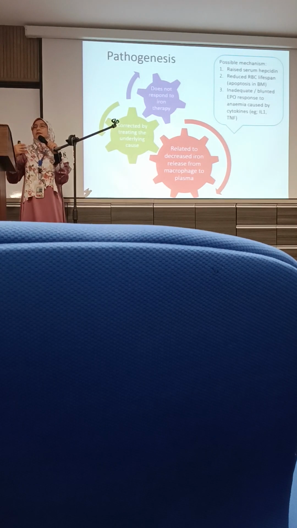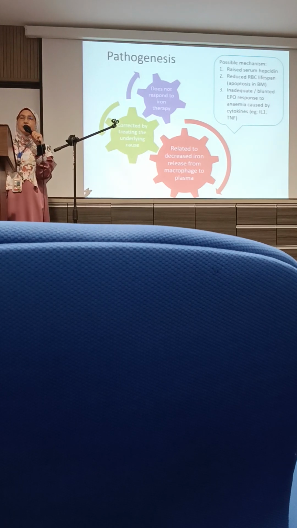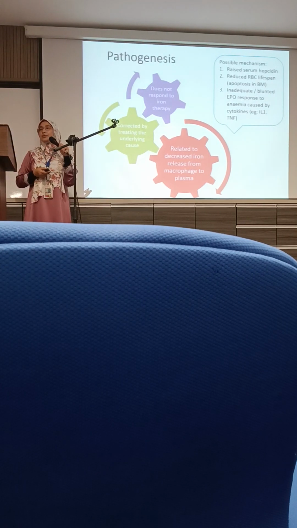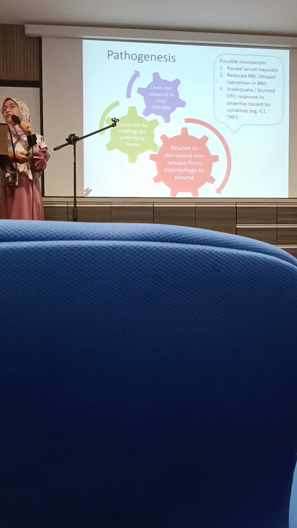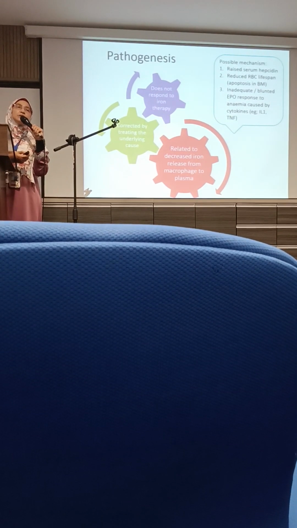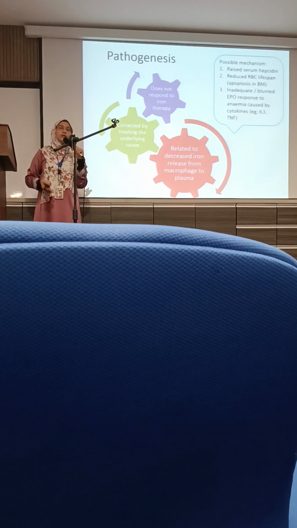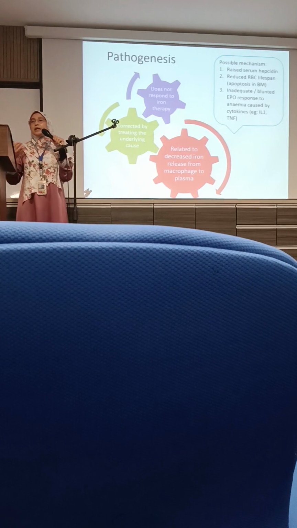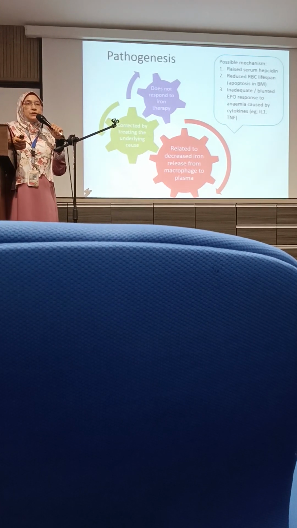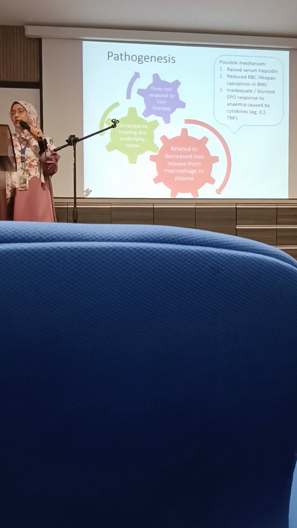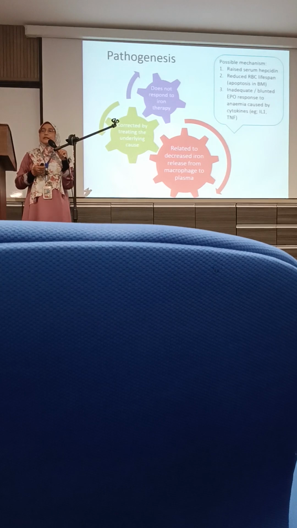And it can also be due to reduced red cell lifespan. They have apoptosis in the bone marrow, and also inadequate or blunted erythropoietin response to anemia caused by cytokines. Because when you have chronic infection, you will have a lot of interleukins, TNF, prostaglandin and all that, that will cause blunted EPO response. So these are three possible mechanisms why you have anemia of chronic disease.